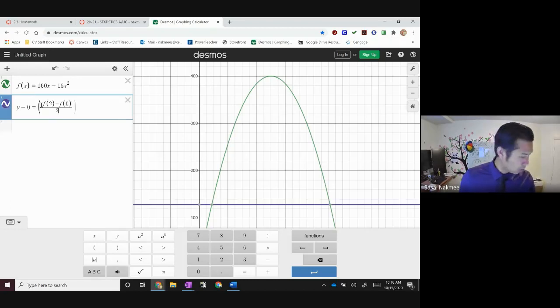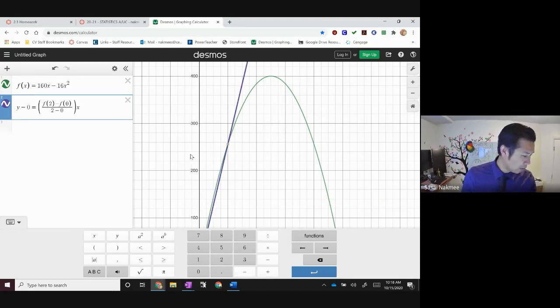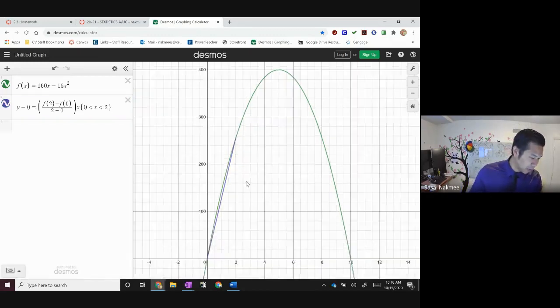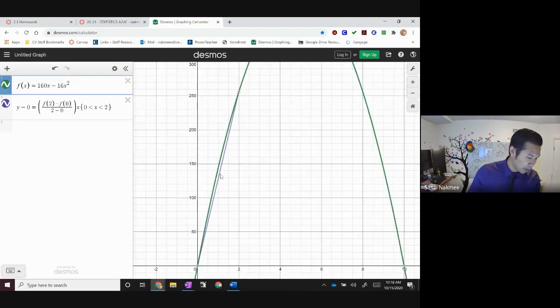Here, over 2 minus 0 times x. Okay, and this is of course going from 0 less than x less than 2. So there we go. So here is the purple line right here.